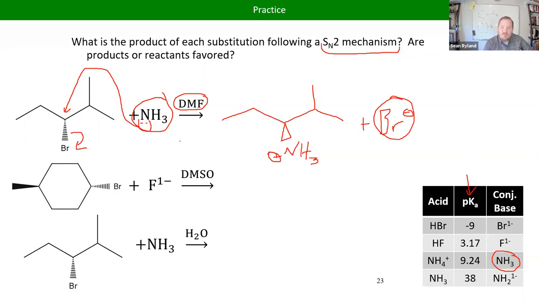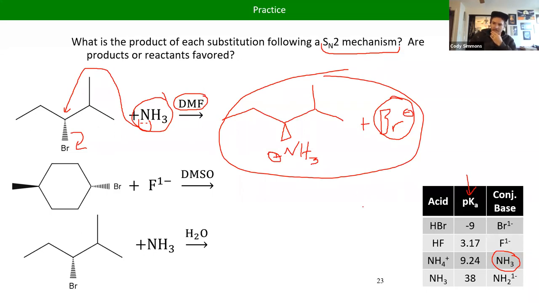If it's a better nucleophile, are we going to favor the products or the reactants here? Products. Yeah. We made the more stable. So this is very similar to an acid-base reaction, where you want to know whether products or reactants are favored. You looked at the base on this side and the conjugate base on the other side. Which of them is a better base? Your goal is to make the more stable product, which means the weaker base is going to be favored at equilibrium. So for this first reaction, products are favored.